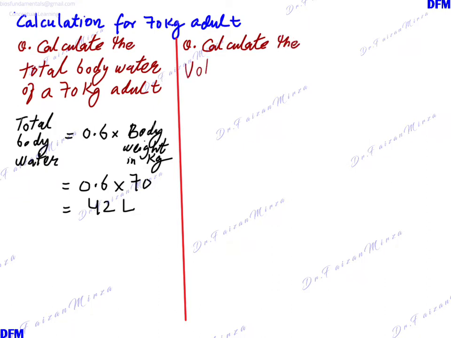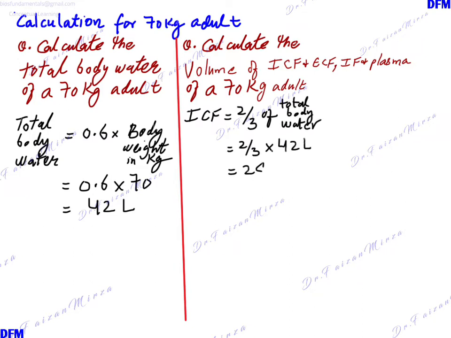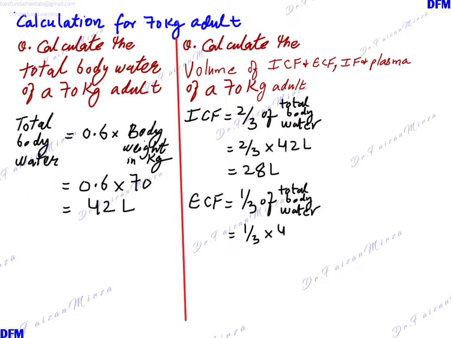Using the value of 42 liters, we can calculate the volumes of ECF, ICF, interstitial fluid and plasma, one after the other. ICF is 2/3 of the total body water, so 2/3 of 42 liters is 28 liters. ECF is 1/3 of that 42 liters, so multiplying 1/3 with 42 liters, it comes out to be 14 liters.